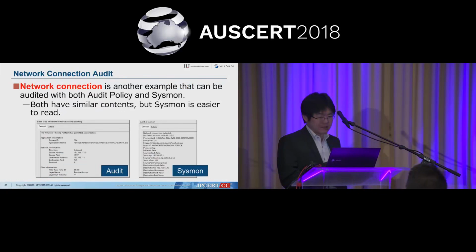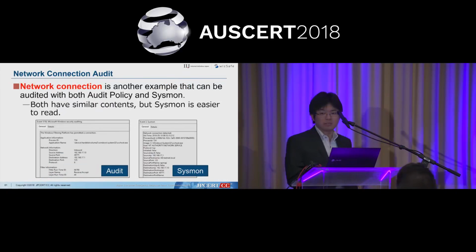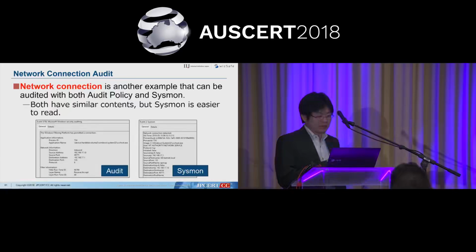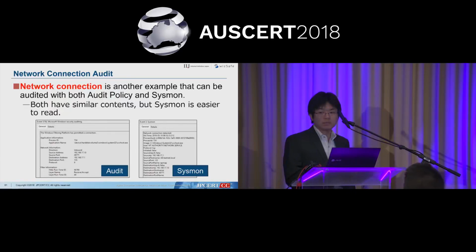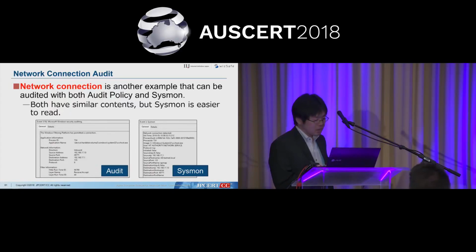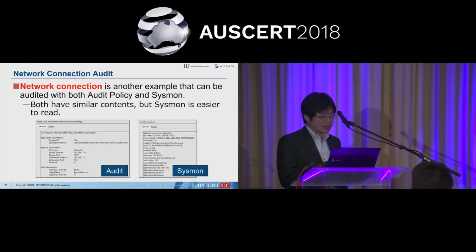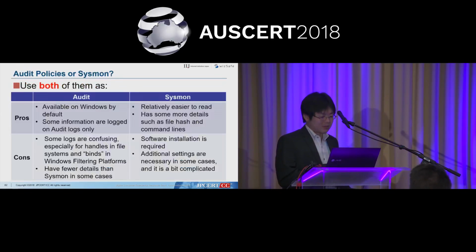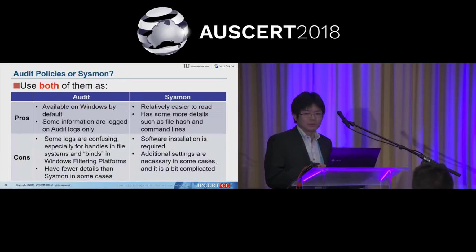And another thing we can talk about here is the network connection. The network connection is another example that can be audited with both audit policies and Sysmon. They both have similar contents, and in our opinion, Sysmon would be easier to read. So we've talked about some logs that can be taken on both audit logs and Sysmon, and some logs that can be taken on audits only. So which one should we use? Well, actually, use both of them.